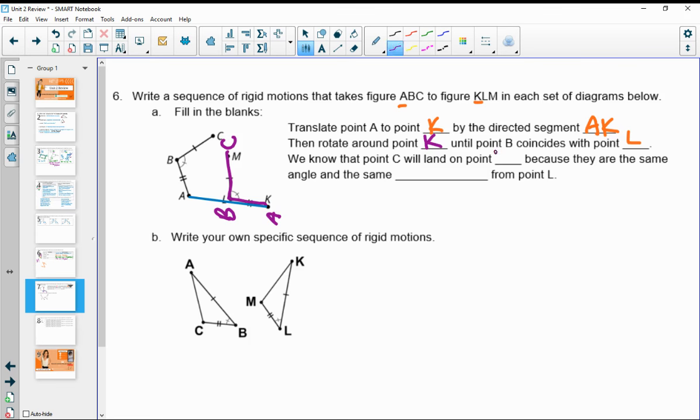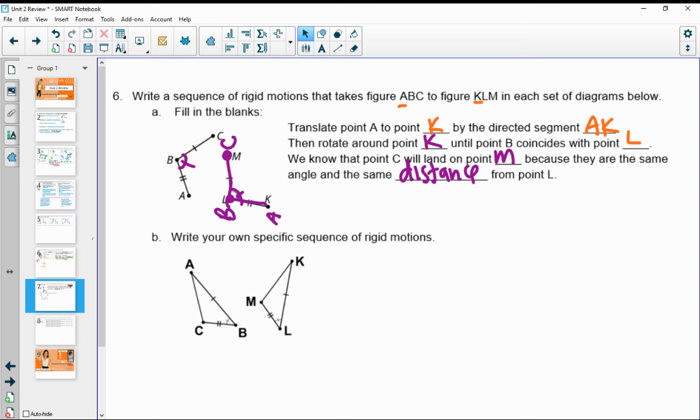It's going to land on M because C and M are the same angle. We can see that here to here. So I have the same angle and they're the same distance from L, from this point that was right here. So they have to land on each other. We've got the same angle and then it's the same distance up that ray.